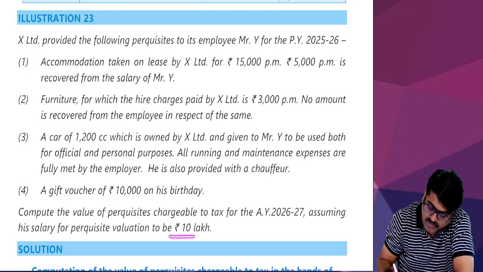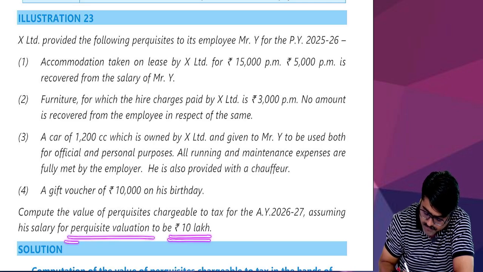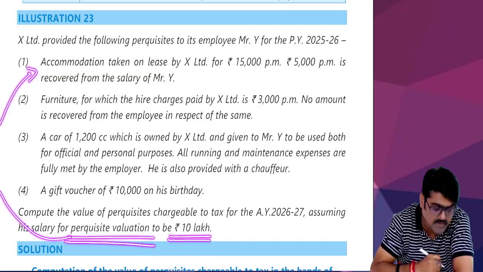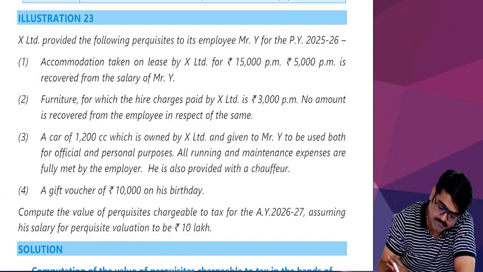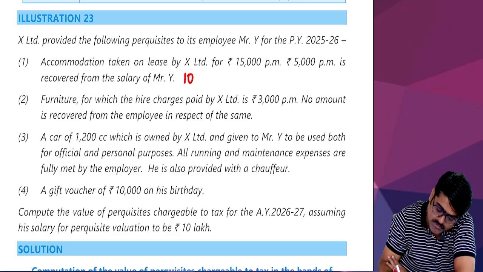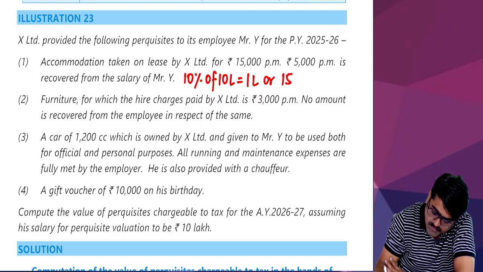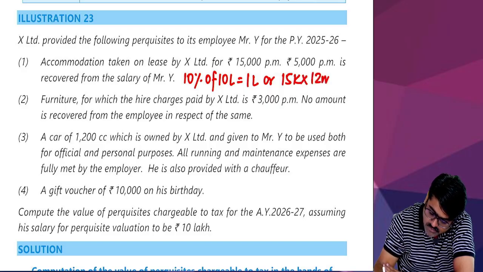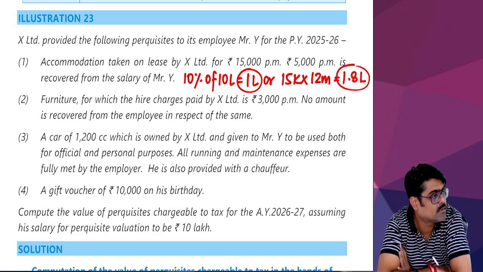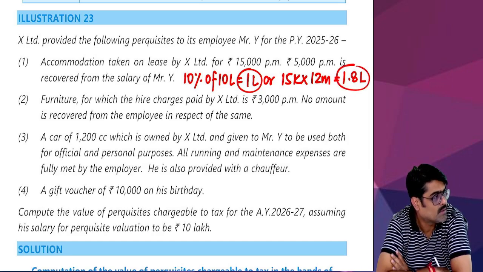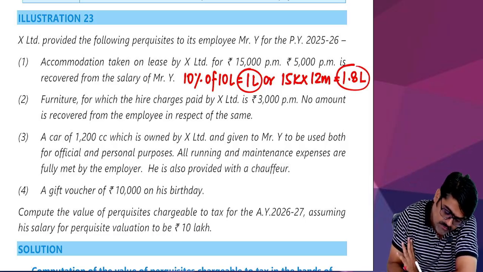So this 10 lakh rupees is the salary for what? Perquisite valuation. So what are you going to take? 10% of 10 lakhs, that is 1 lakh, or actual rent paid by the employer, 15,000 into 12 months, 1.8 lakhs. So either 1 lakh or 1.8 lakhs, whichever is lower. So 1 lakh will be the benefit.